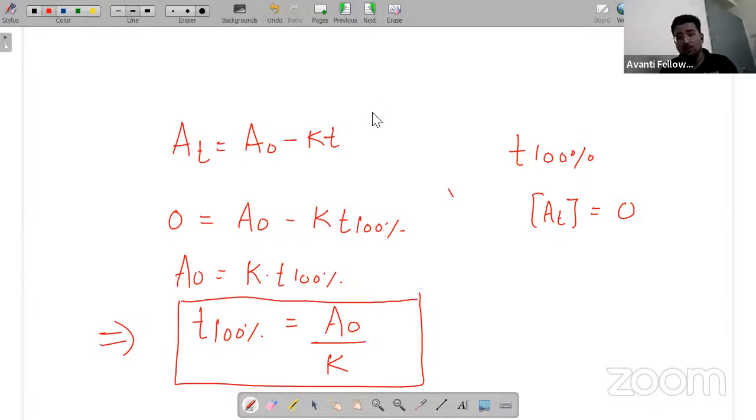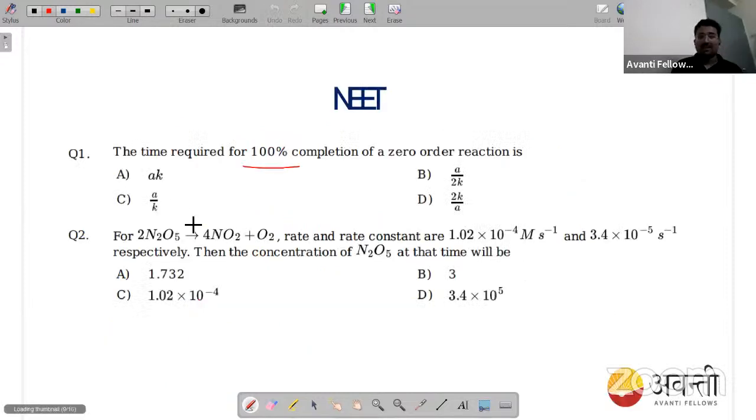I hope you all got this answer. And we have already derived the half-life of a zero order reaction, that comes t half equal to A naught by 2K. But here we are deriving the t 100%, that is A naught by K. It's not A naught by 2K. So we will get the answer as A naught by K. Here A naught is taken as small a. So the answer will be option number C. Option C, a by K is the correct answer. Clear? Anyone any doubt in this question?